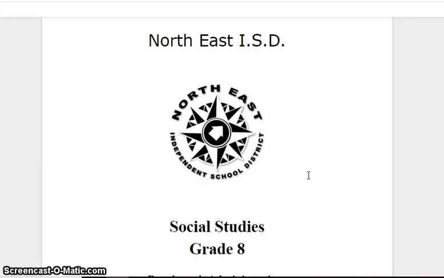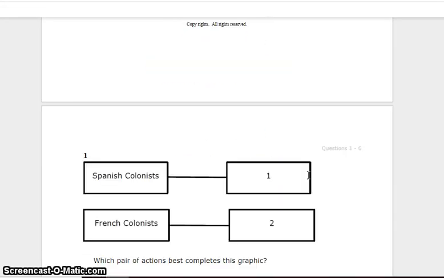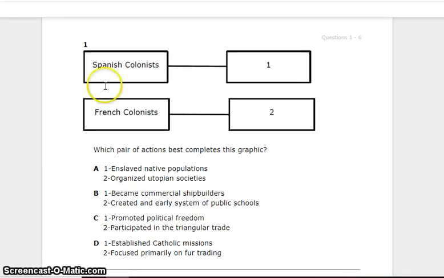Social Studies benchmark, grade 8. Number 1. Spanish colonists, 1. French colonists, 2. Which pair of actions best completes this graphic?